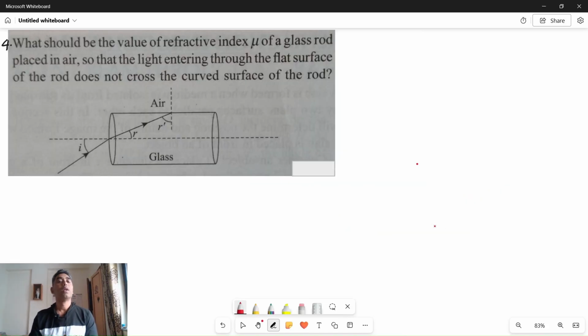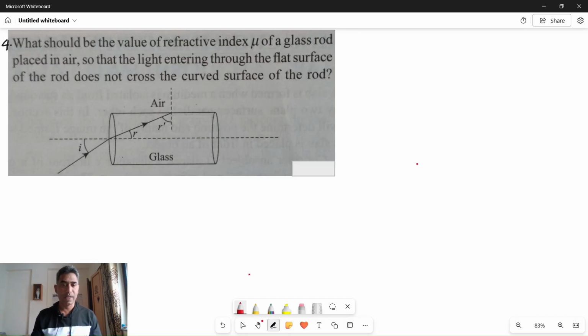Hello all. We'll take the next question. What should be the value of refractive index mu of the glass rod placed in air so that light entering through the flat surface of the rod does not cross the curved surface of the rod? See, this is a very standard question.